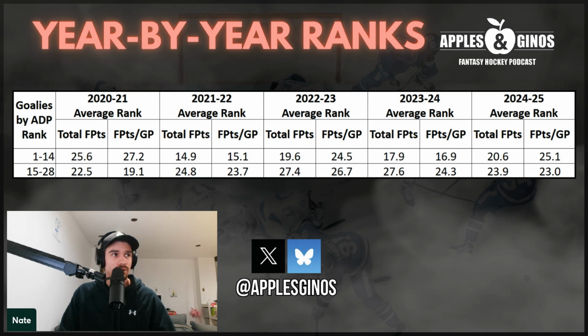In 2021, goaltenders by ADP 1 through 14, at the end of the season, their average rank in total fantasy points was 25.6, which is obviously not terrific. The average fantasy points per game played was 27.2, which is even worse. And then if you go down to the goalies by ADP rank 15 through 28, the next 14 goaltenders off the board, they actually outperformed the 1 through 14 goaltenders in both total fantasy points and fantasy points per game in the 2020-21 season.